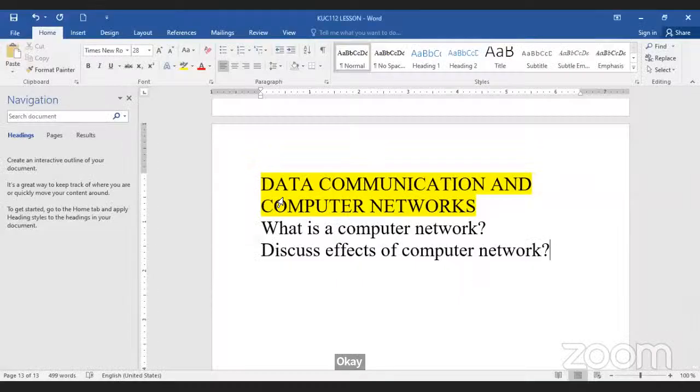So we can have a look at those questions and respond to them.